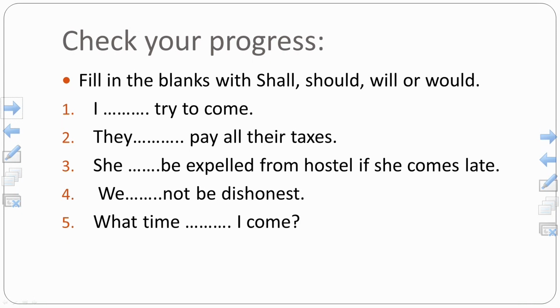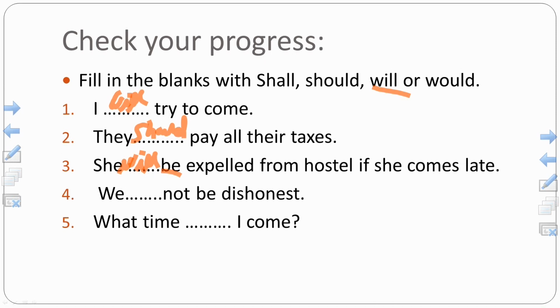Now let's look at the answer. I will try to come, which means futurity. They should pay all their taxes, which shows suggestion. She will be expelled, will be, which means when there is a will, there is always be. Just remember the thing: if there is a will, it shows future. She will be expelled from hostel if she comes late.